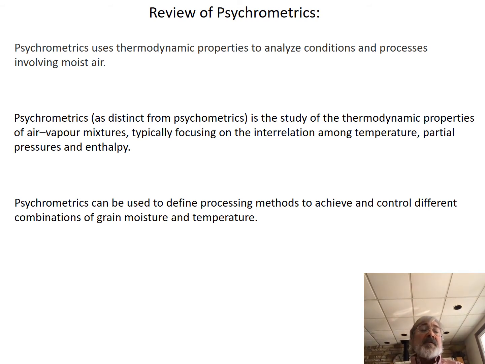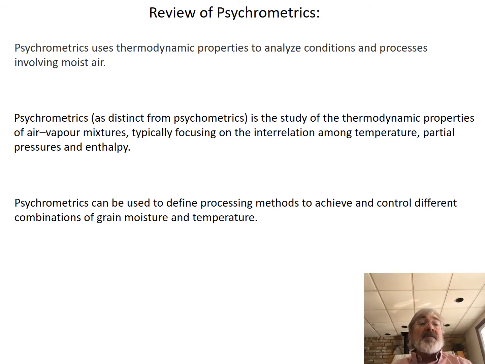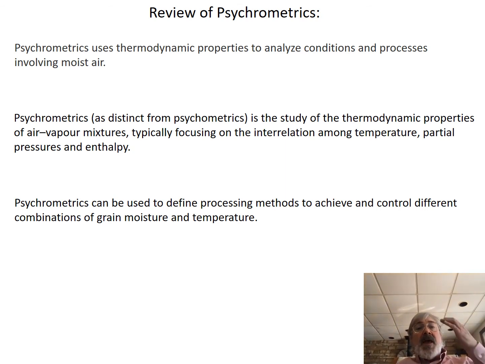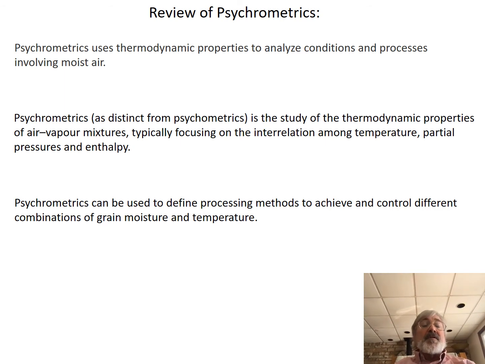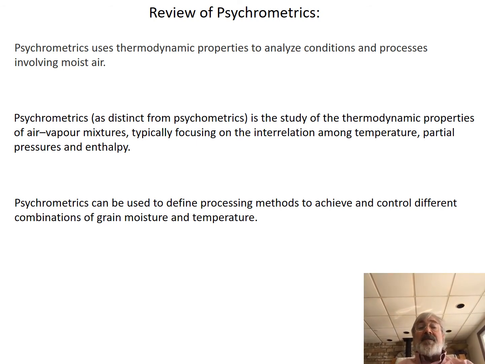Okay. So here's just a couple of definitions I pulled off the internet. Psychrometrics uses thermodynamic properties to analyze conditions and processes involving moist air. Almost the same definition, but this goes more into thermodynamic properties of air-vapor mixtures. And it specifies temperature, partial pressures, and enthalpy. Enthalpy being energy. We're going to go into all this pretty quick, all right? Psychrometrics for me, this is my important thing. I can use psychrometrics to define processing methods to achieve and control different combinations of grain, moisture, and temperature.